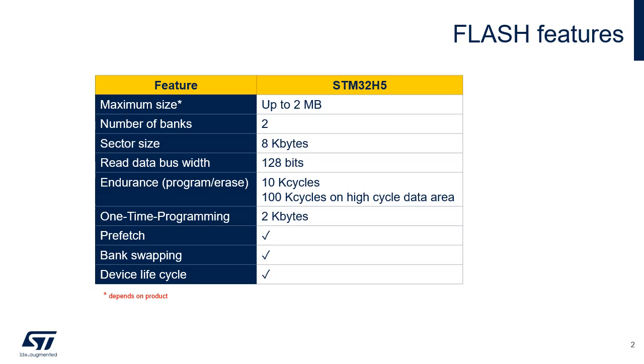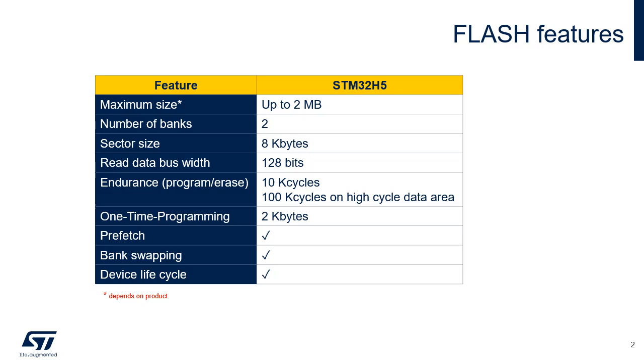As the non-volatile memory is divided into two independent banks, the embedded flash memory interface supports a read in one bank while a write or an erase is executed in the other bank. The sector size, which provides the minimum erase granularity, is 8 KB.